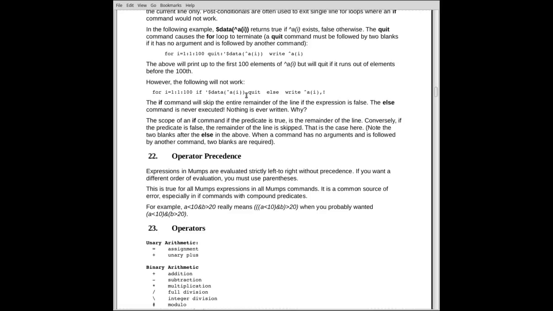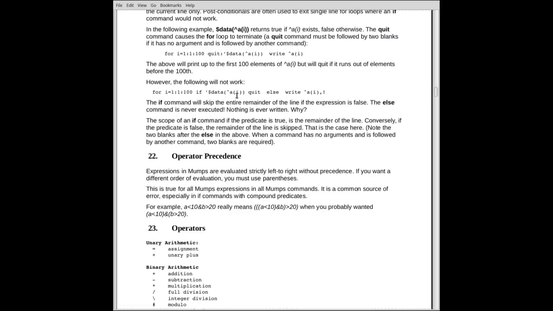If the if is false, the entire remainder of the line is skipped. So in the case where there is an element a sub I in the global array, and $data returns true, and not true is false, the if statement will have a false argument. It will not execute the remainder of the line. Nothing. The else does not override that. Else is an independent statement. We'll see that later. It is not actually connected to this if. It means something totally different.